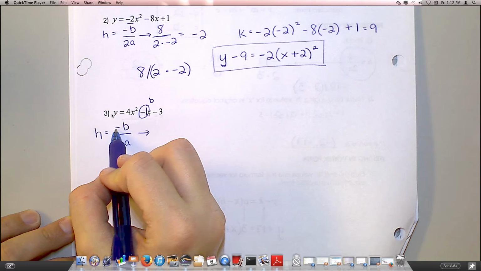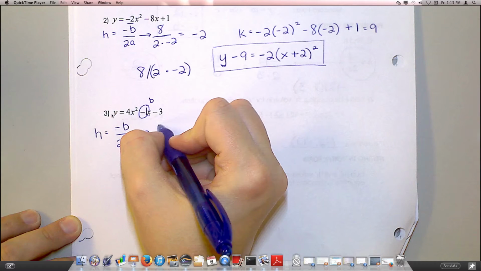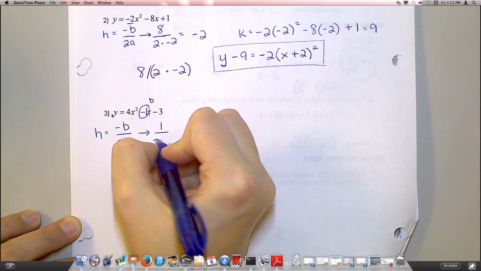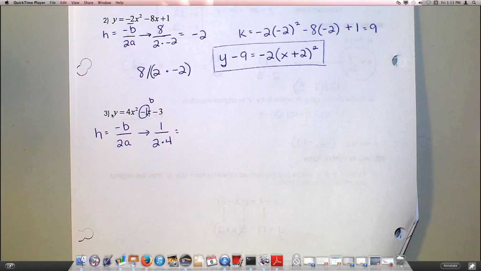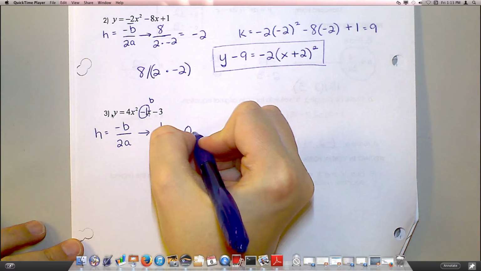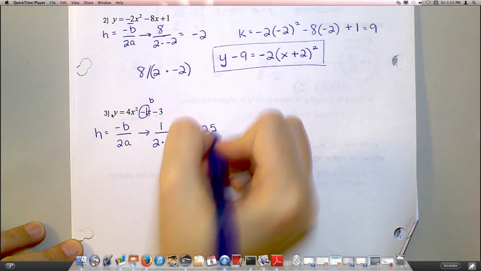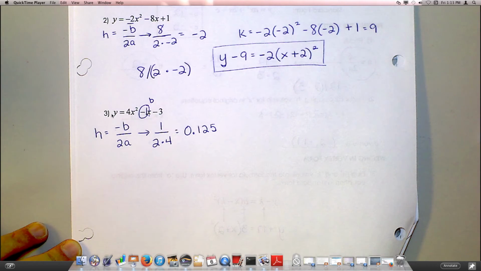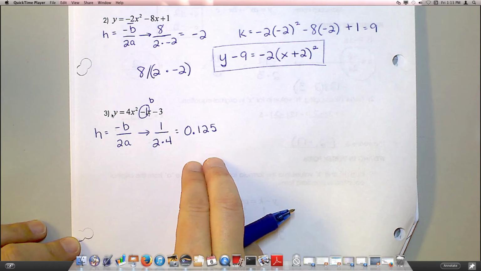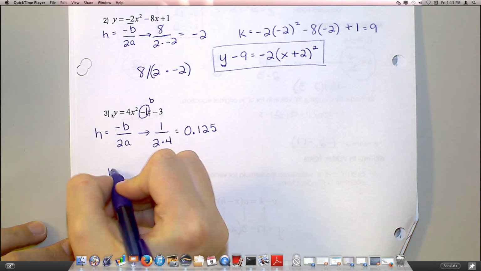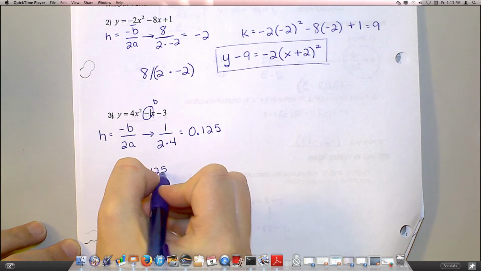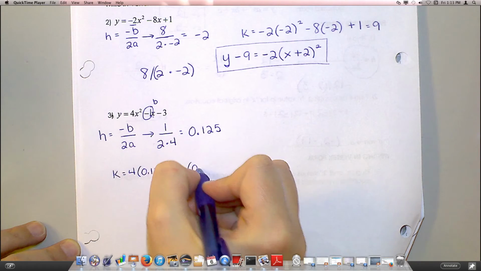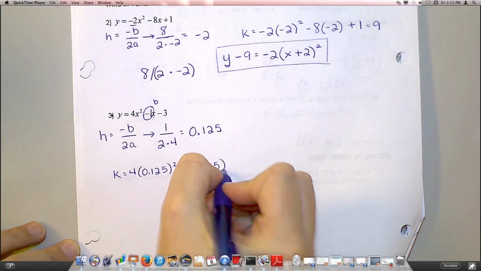If I do -1, that would be a positive 1, and then over 2 times 4. What does that equal? 8. So 1 over 8, which as a decimal is 0.125. Decimals are okay. Now I'm going to take that and plug it back in. So for K, 4 times 0.125 squared minus 0.125 minus 3.